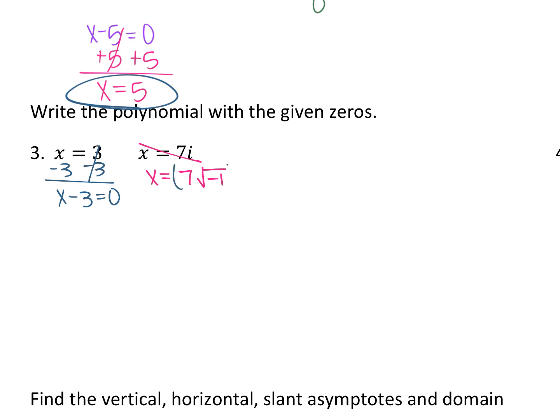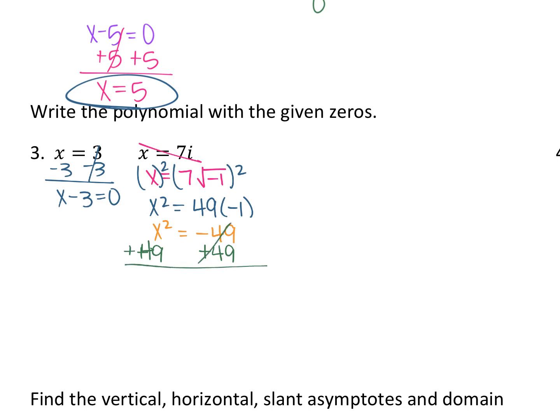So square both sides. That gives you x squared is equal to 49 times negative 1. That 49 times negative 1 is negative 49. So x squared is equal to negative 49. Move the 49 over to get it set equal to 0. Add it to both sides. And you have x squared plus 49 is equal to 0.